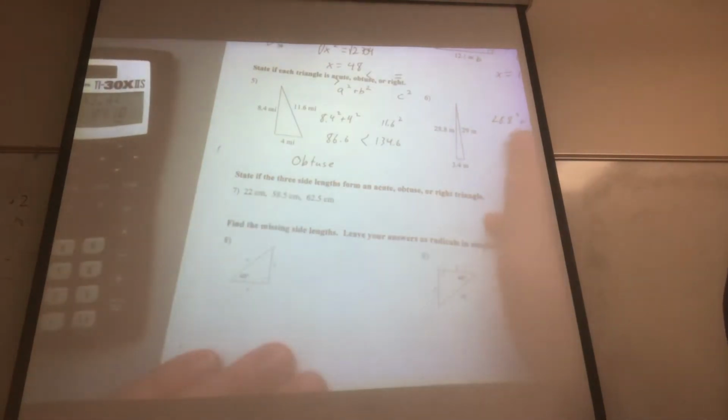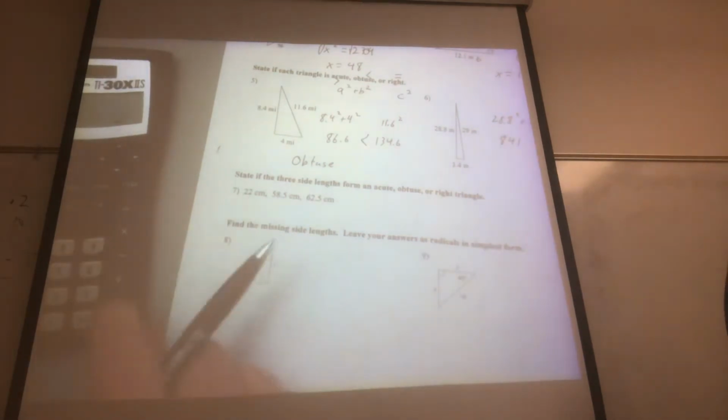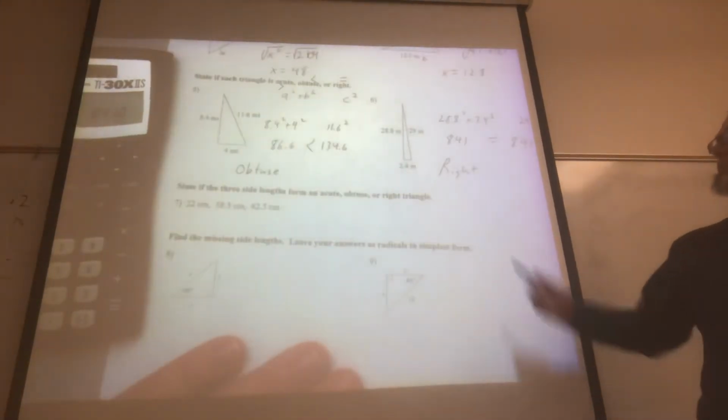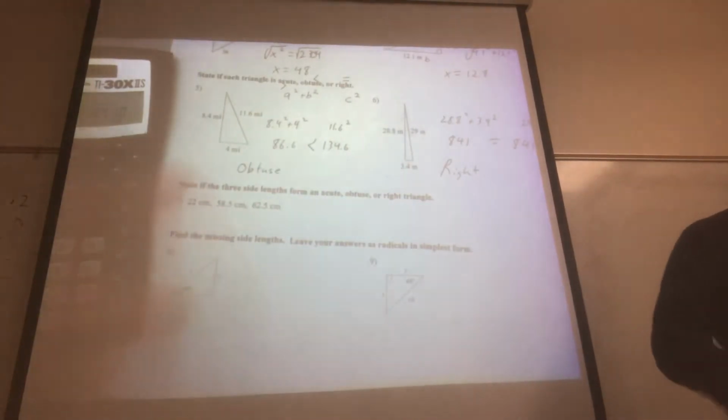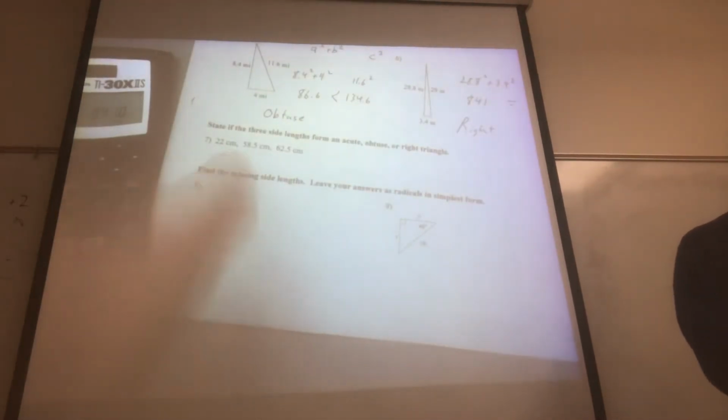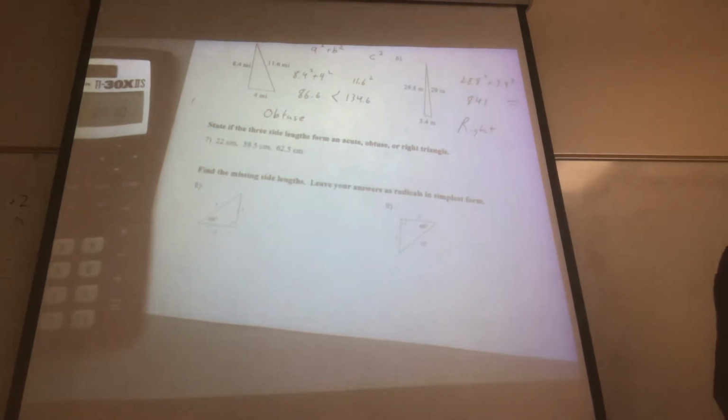And I come up with 841. I do 29 squared, and I also come up with 841. Those are equal. This is a right triangle because only on a right triangle does the Pythagorean theorem come up equal. On this one, number 7, it's the exact same thing as numbers 5 and 6.